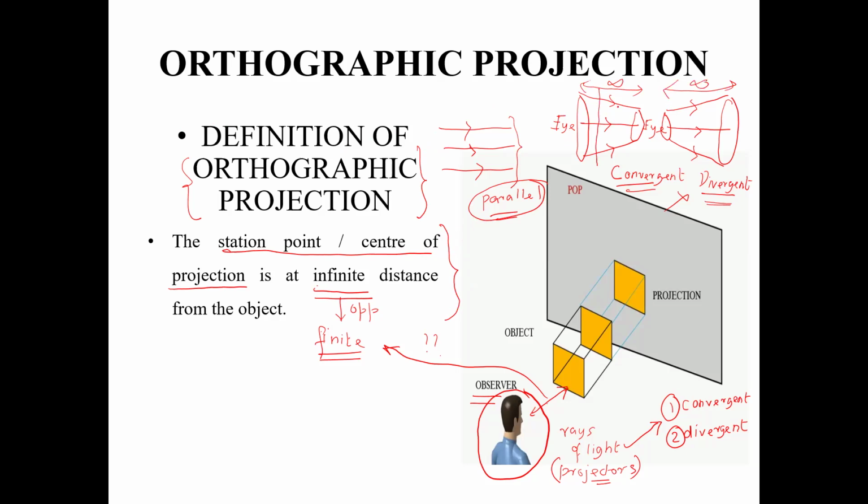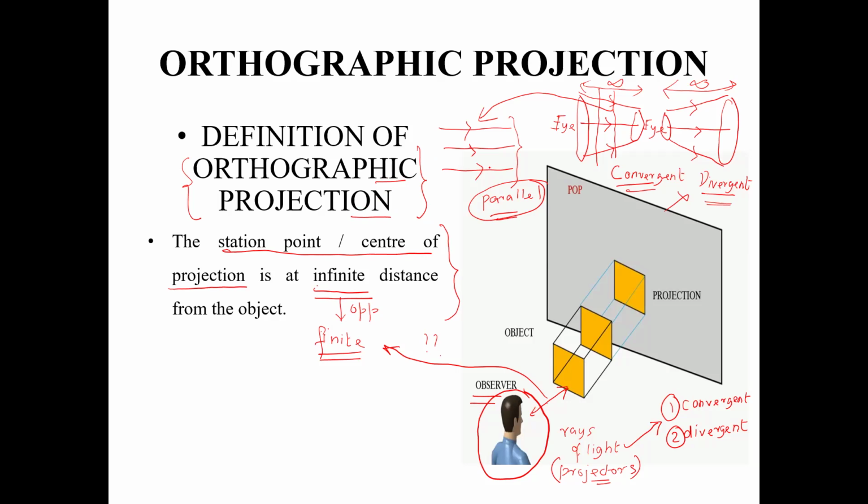Then over a very small portion of their total length, we can approximately consider this collection of projectors to be parallel and satisfy the definition of orthographic projection, which says that all the projectors have to be parallel and also perpendicular to the plane of projection.